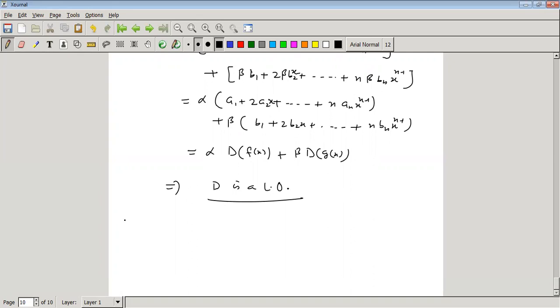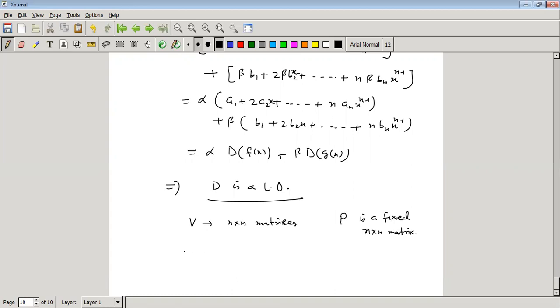So now, an assignment to all of you. V is a vector space of all n cross n matrices, order n cross n matrices, and we take P to be a fixed n cross n matrix. This matrix P is fixed, right?